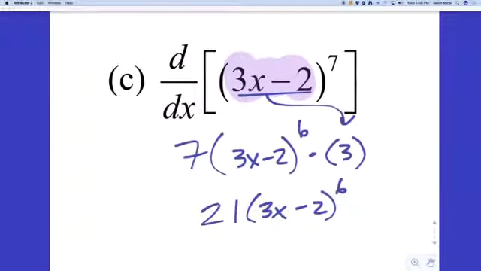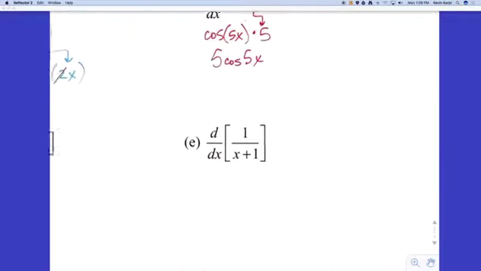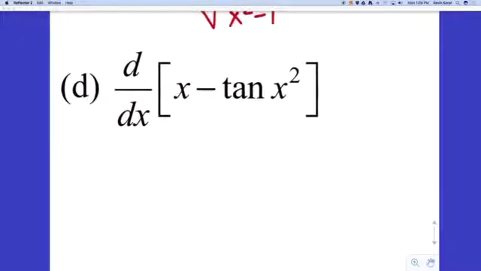Now, if you were to set this up using the limit definition of the derivative, you'd have to use a mighty big sledgehammer, right? Thank goodness we don't have to do that. We got the chain rule now. All right, letter D. It's x minus tangent of x squared. What are we actually squaring on that last term?